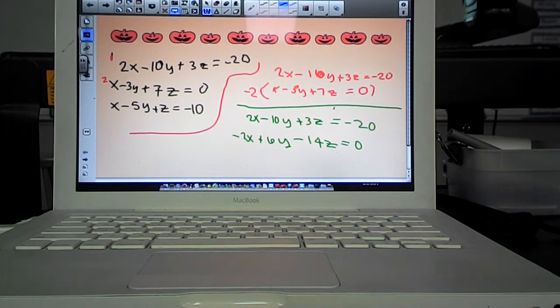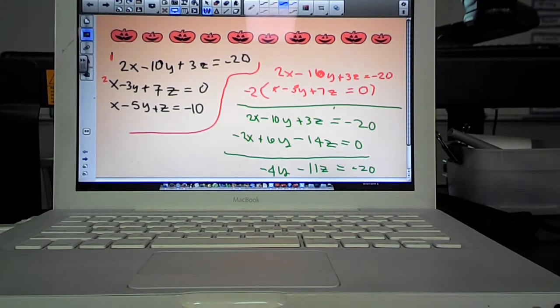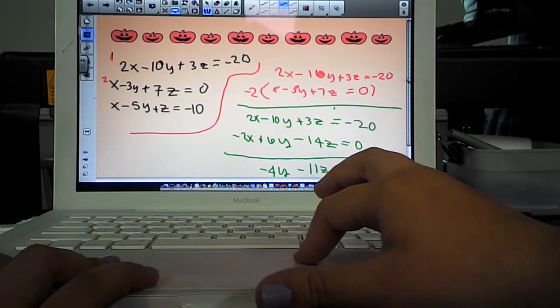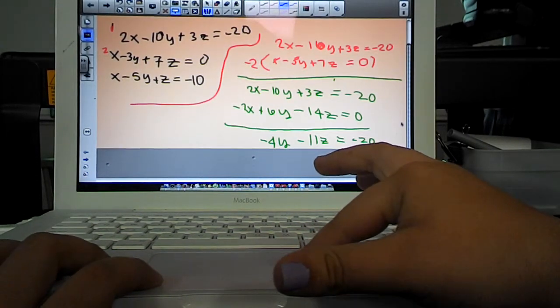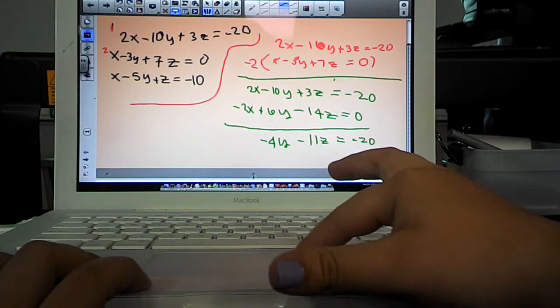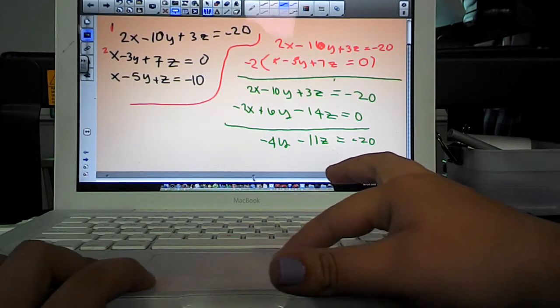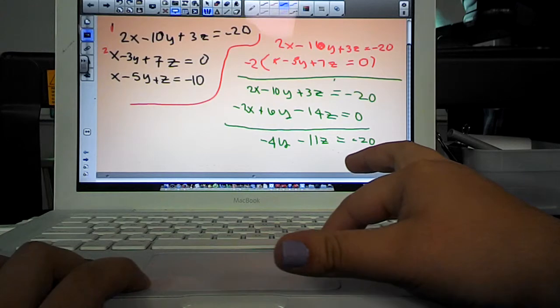And what this will give you, the answer will be -4y minus 11z equals -20. So now our x is gone. Now, make sure that everyone understands this. And we're going to move on to the next, because we have to cancel out x in two of the equations.